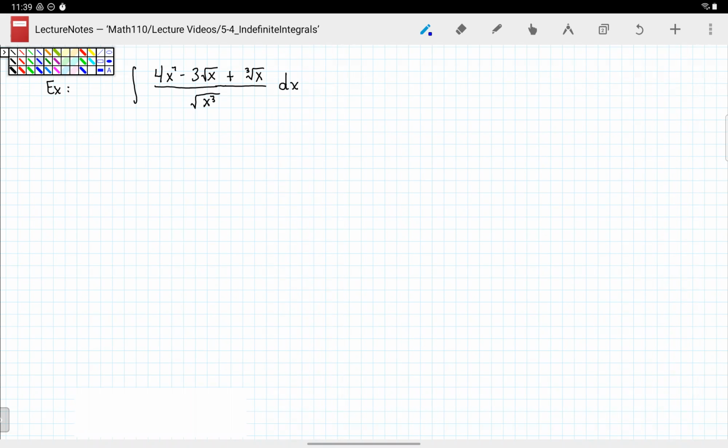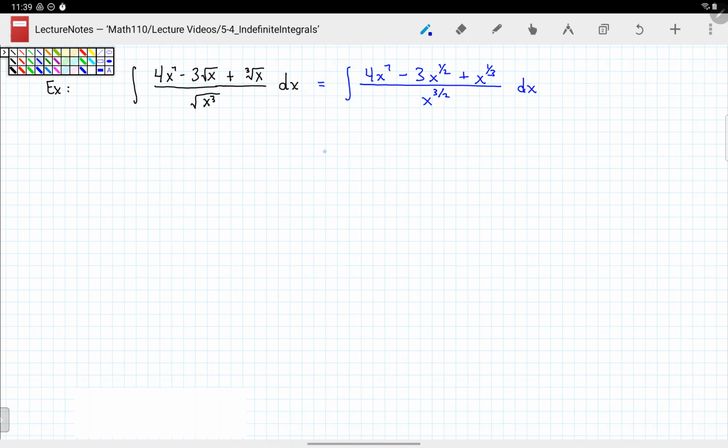So the way that I'm going to do this in this case is basically see in the denominator, I have a single power function. And so I can divide each of those terms by that power function. Okay, so I am going to rewrite this function as a bunch of power functions. So I have 4 times x to the 7th minus 3 times x to the 1/2 plus x to the 1/3 power. And I'm going to divide this whole thing by x to the 3/2 power. And I have my dx out there.